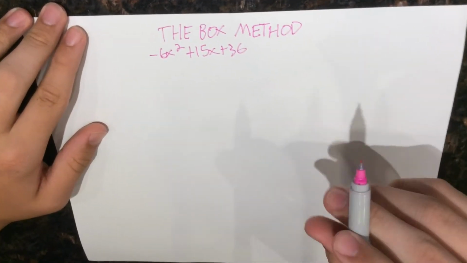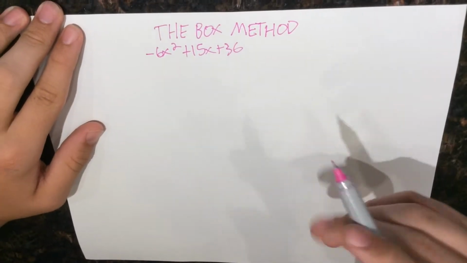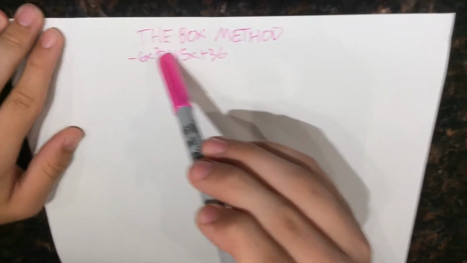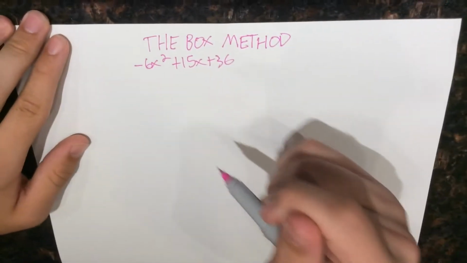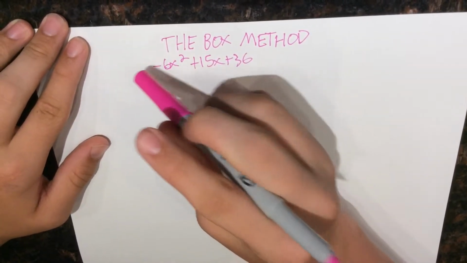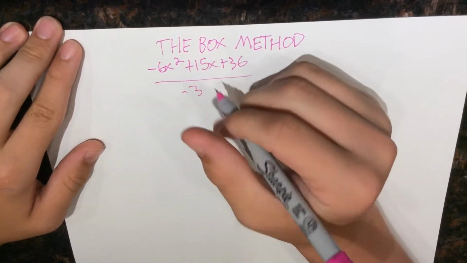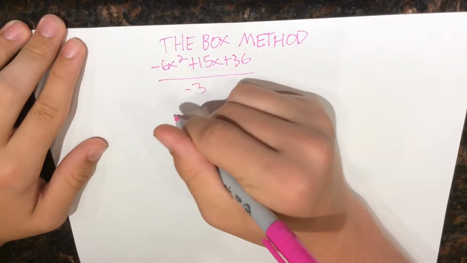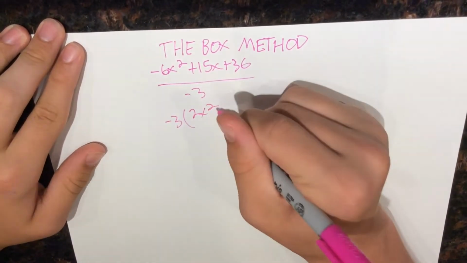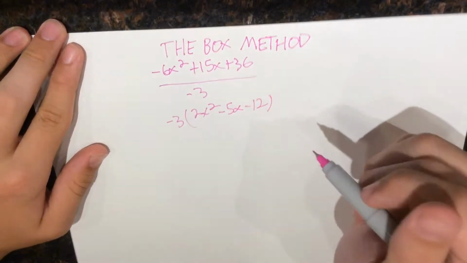So, right here we are going to be covering a variety of situations in one problem. The first thing we are going to do is search the problem for a common factor. We can find one that is 3, but since we don't want a negative a value, we take out the negative sign with it. So we divide this all by negative 3. And this leaves us with negative 3 times 2x squared minus 5x minus 12.